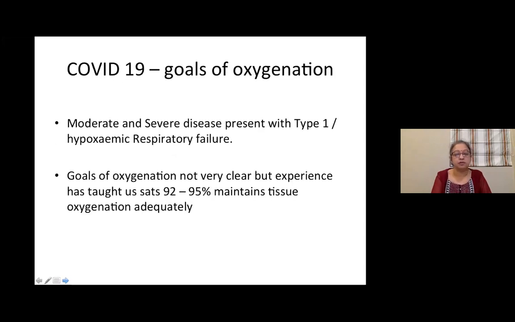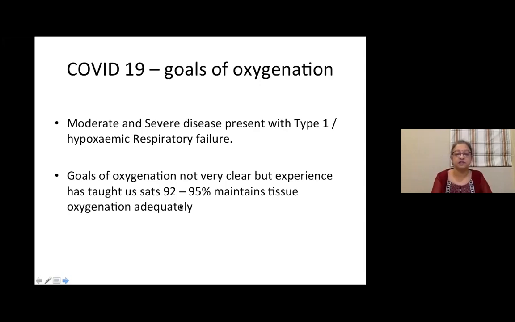When we talk about oxygenation improvement, how much are we talking about? Paramita has already alluded to the fact that we don't really need everybody to have oxygen saturations of 99 to 100%. The goals of oxygenation are not very clear, but definitely anybody who has type 1 hypoxemic respiratory failure will need oxygenation. And the experience has taught us that saturations of 92 to 95% maintain tissue oxygenation adequately.